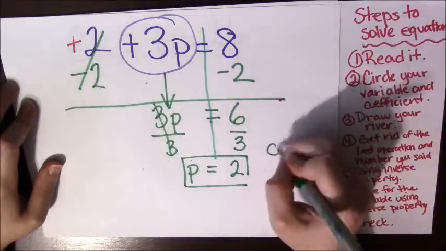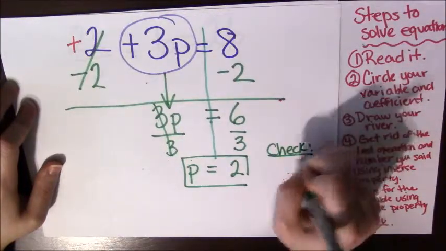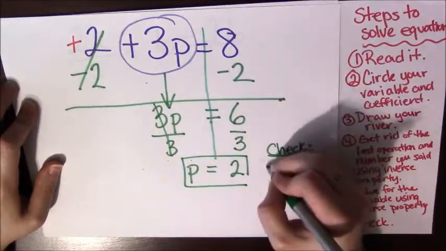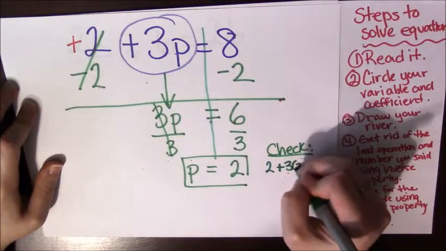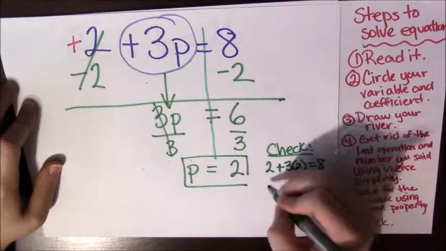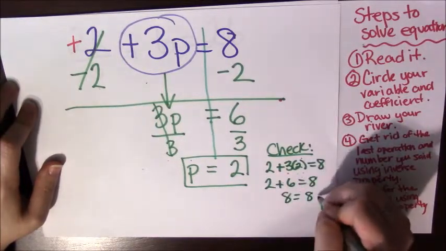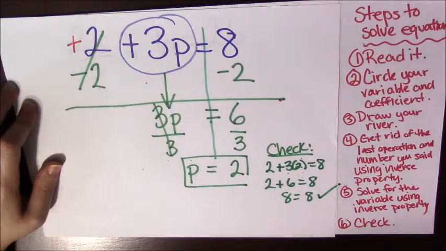And then don't forget your check. Remember, I substitute the number in. So 2 plus 3 times 2 equals 8. 2 plus 6 equals 8. 8 equals 8, which is correct, and check.